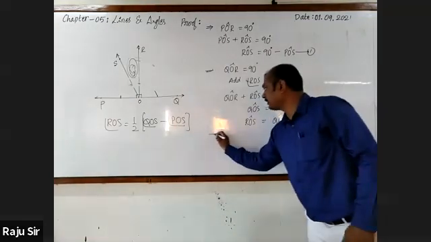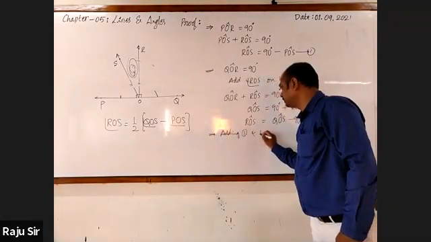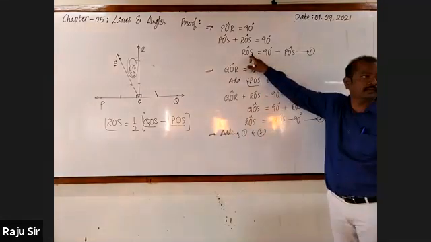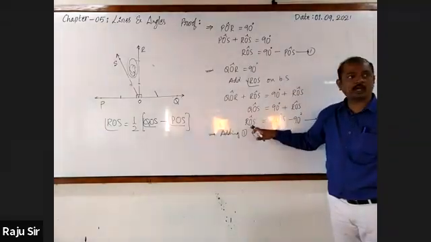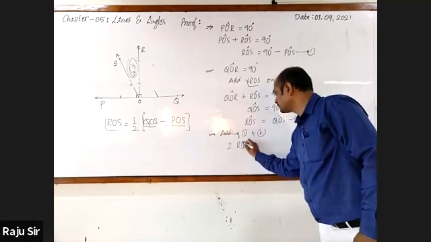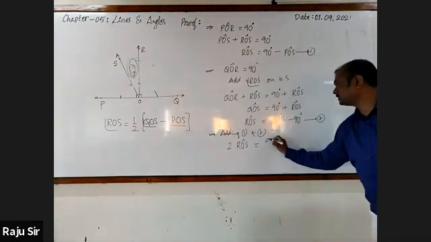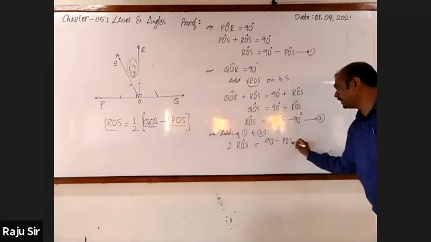Let us go for adding 1 and 2. What is the LHS part? 1 ROS, 1 ROS, 2 times ROS. RHS part: 90 minus POS.